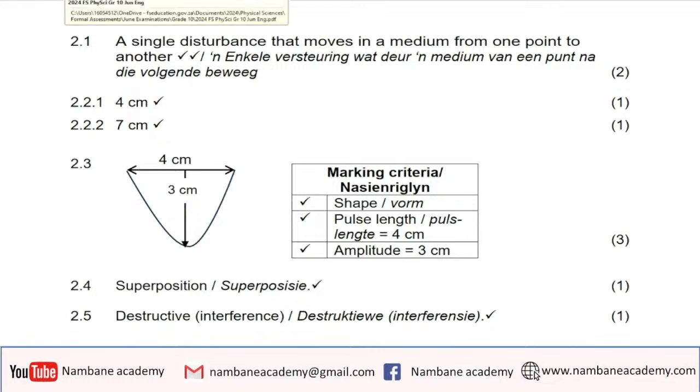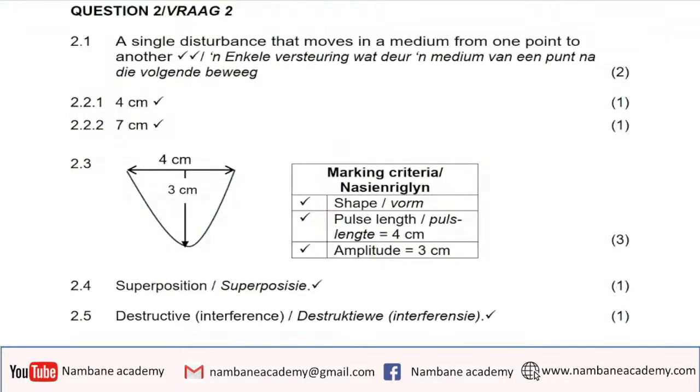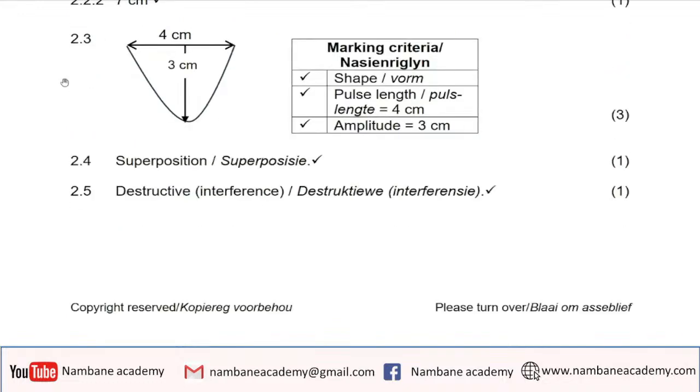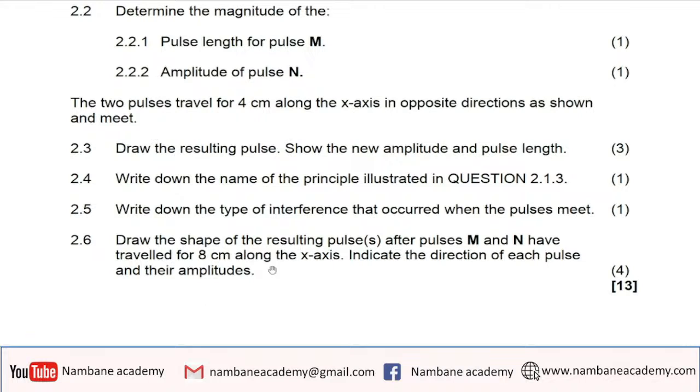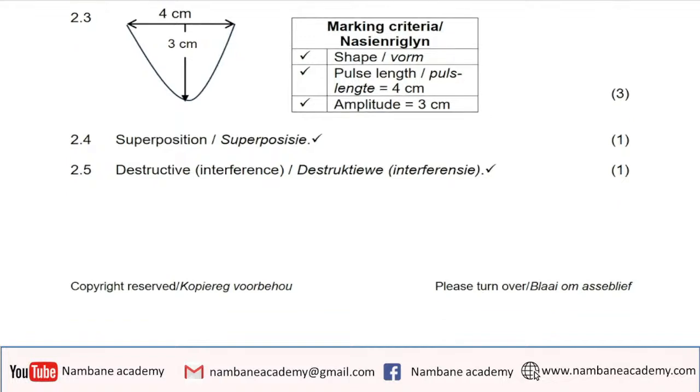And then question 2.4, write down the name of the principle illustrated in question, like we indicated in the groups, it should be 2.3. Now that one is going to be superposition as a principle. And then the next question says, write down the type of interference that occurs when the two pulses meet, for 1 mark. Then it is going to be destructive interference. Interference is in brackets because it is already in the question. So if a learner just wrote destructive, then it is fine with us. No problem with that one.